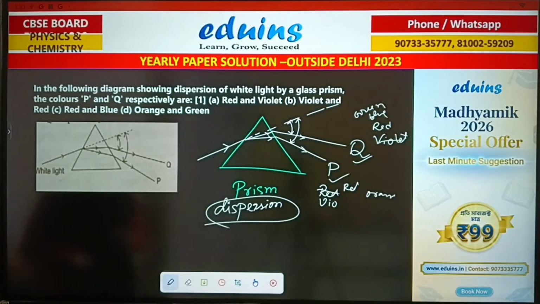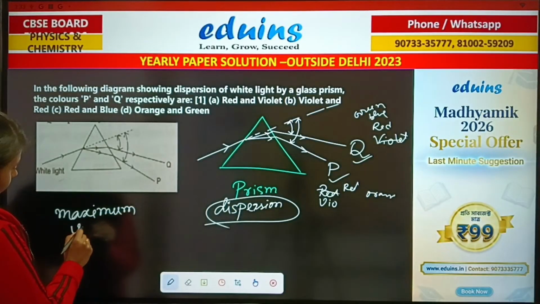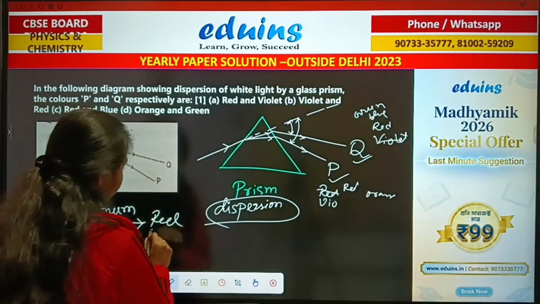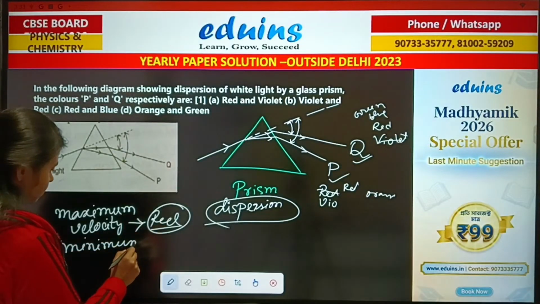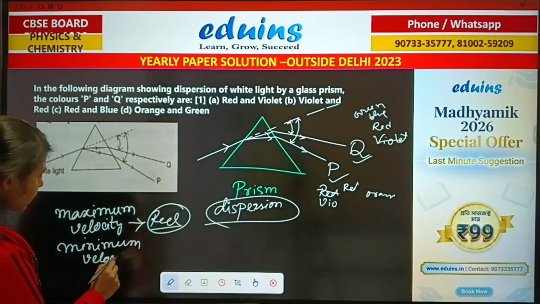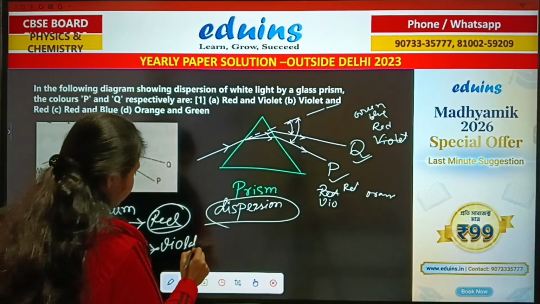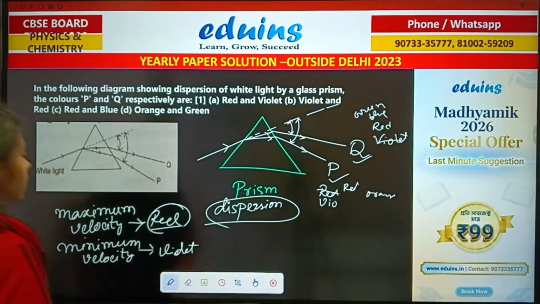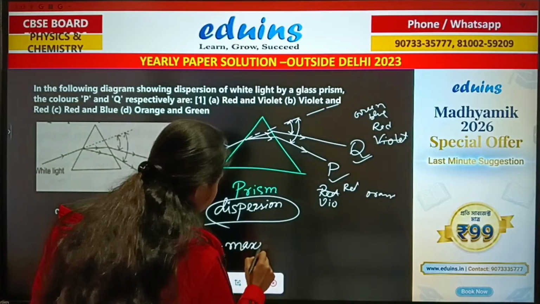So the maximum velocity is observed for red light. Okay, red. And for minimum velocity, we know which ray has the minimum velocity. That must be violet. So here we got that violet has the maximum dispersion angle.